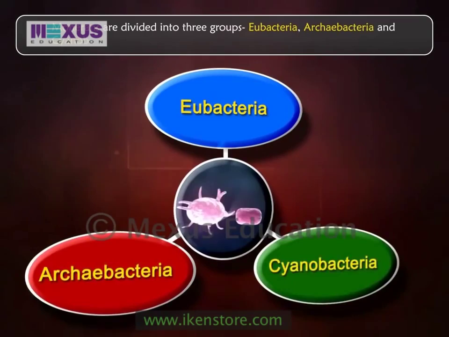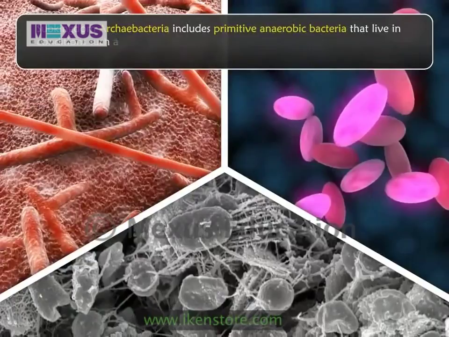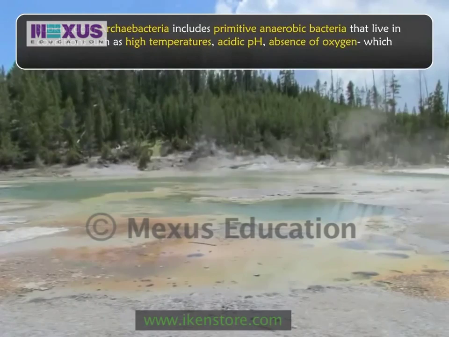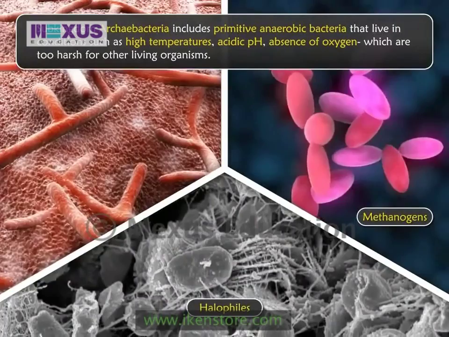Subkingdom Archaebacteria includes primitive anaerobic bacteria that live in conditions such as high temperatures, acidic pH, and absence of oxygen, which are too harsh for other living organisms. The subkingdom Archaebacteria includes methanogens, halophiles, and extreme thermophiles.